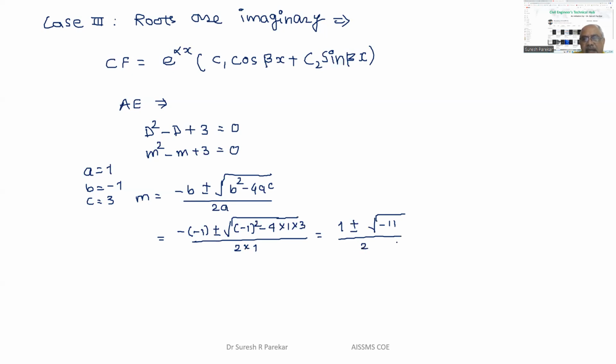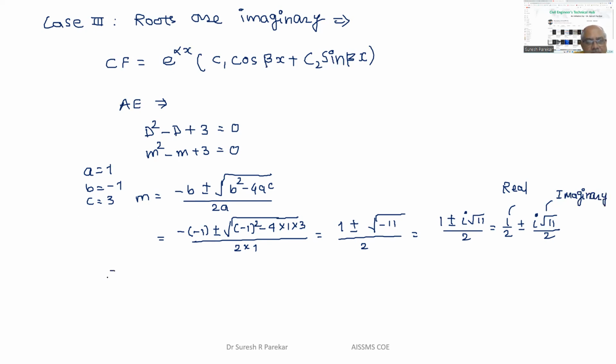And from this, as it is minus, we have the i value there. So we have 1 plus minus i root 11 upon 2. If we separate it, we have two parts. This is the real part, 1 by 2, and then we have plus minus i root 11 upon 2, which is the imaginary part. So we have a real and an imaginary part.